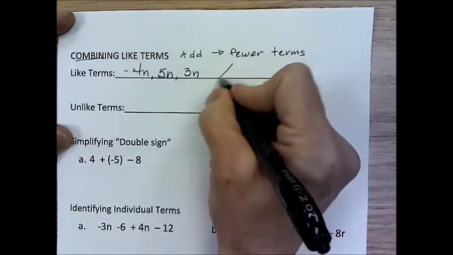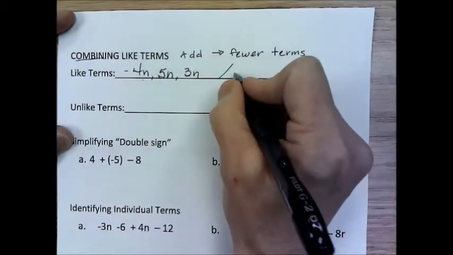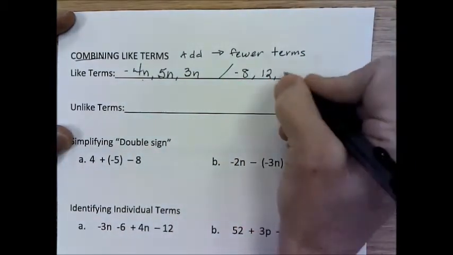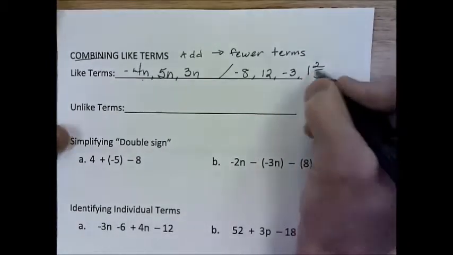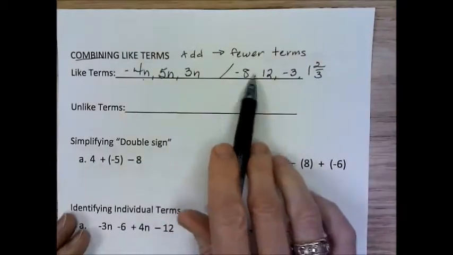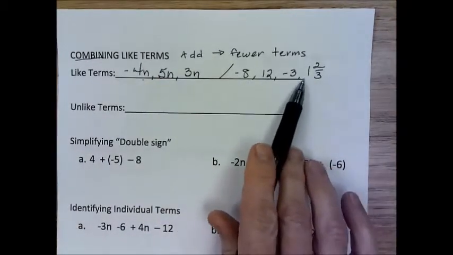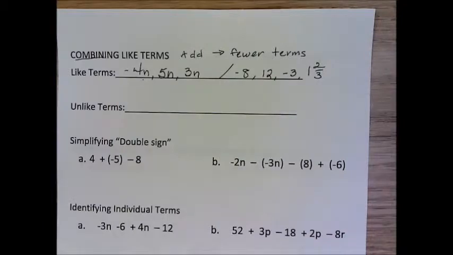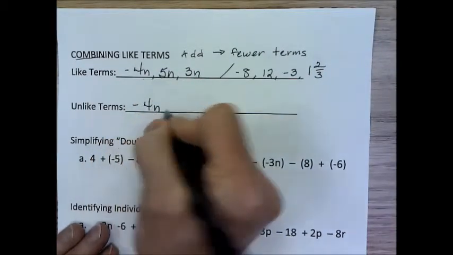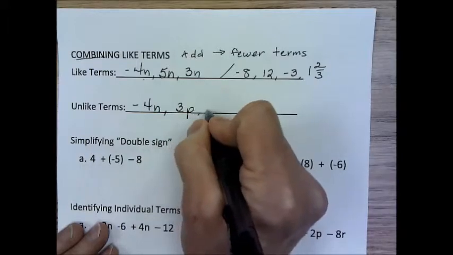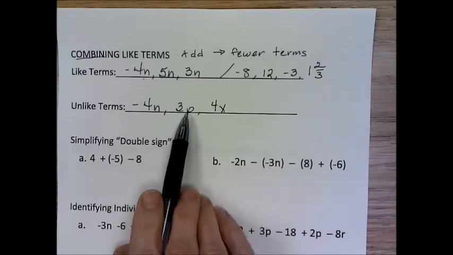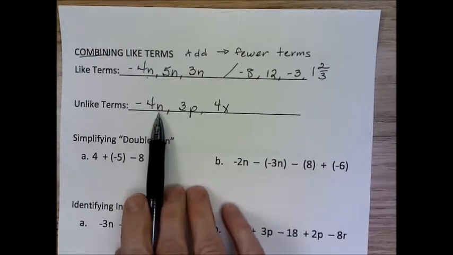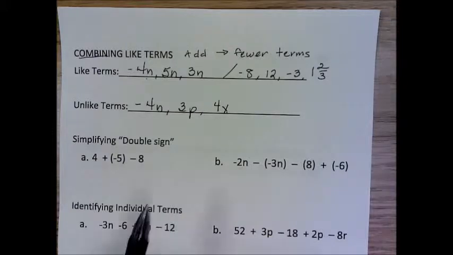We can also just combine integers, so -8, 12, -3. Even if we have a fraction, 1 2/3, those would be considered like terms because I can combine them together to make fewer terms. Unlike terms would be something like -4n, 3p, maybe 4x. Notice the variables are different. They have a different value. We don't know what they are, but if they're a different variable, that means they have a different value. So we cannot combine those.